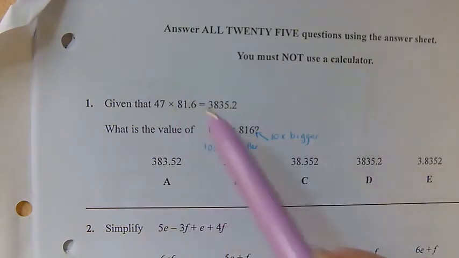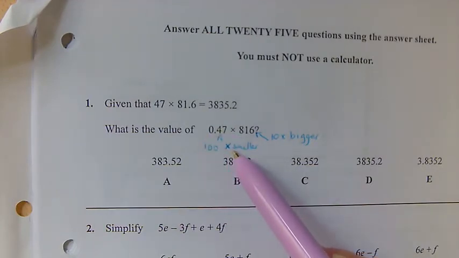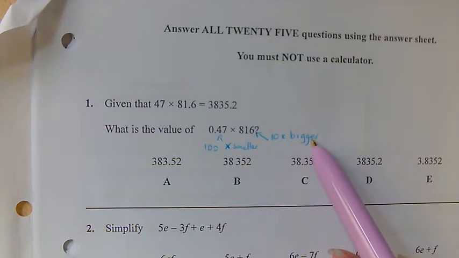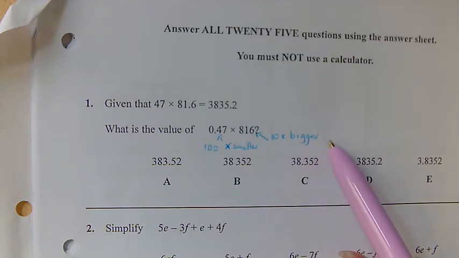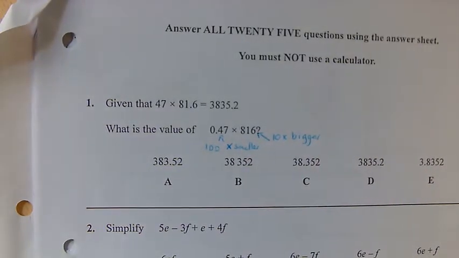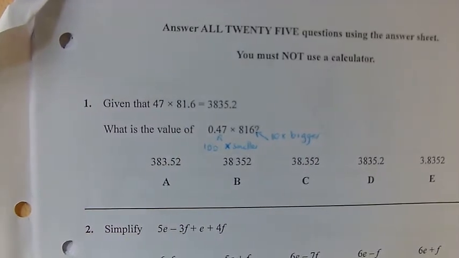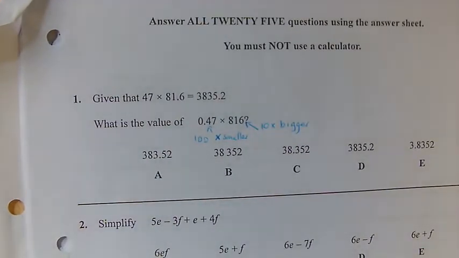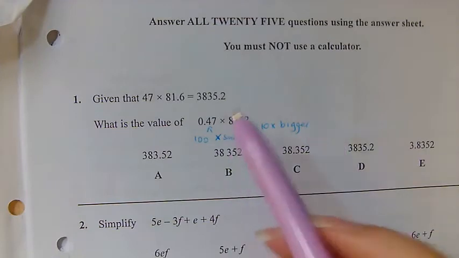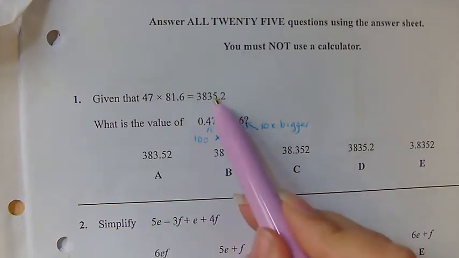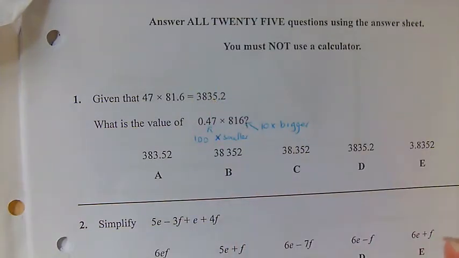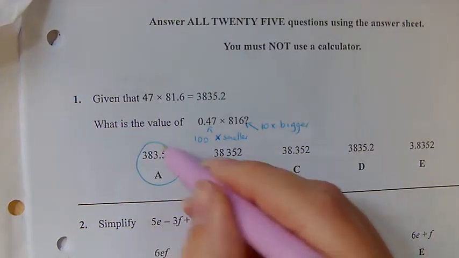Because it's a multiplication, this answer got 100 times smaller, so we'd expect the answer to be 100 times smaller. But this answer got 10 times bigger, which on its own would expect the answer to be 10 times bigger. So if we've got 100 times smaller and then 10 times bigger, what's it going to end up being? We're going to have 10 times smaller. So what is that but 10 times smaller? So it's going to be 383.52, which is somewhere. 383.52 is here.